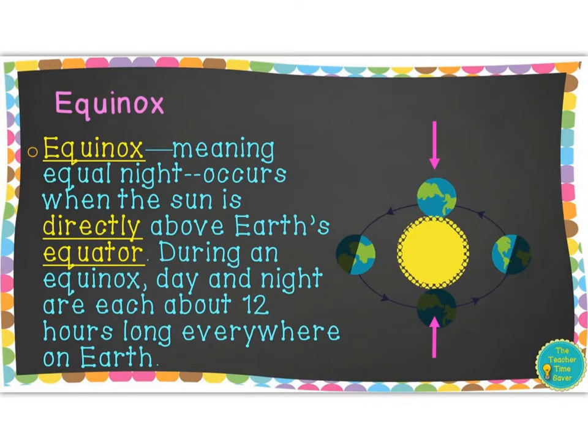Equinox. So what is an equinox? Equinox means equal hours of day and nighttime. Equinox goes with spring and fall, and it's when the sun is directly above Earth's equator. During an equinox, day and night are about equal at 12 hours.